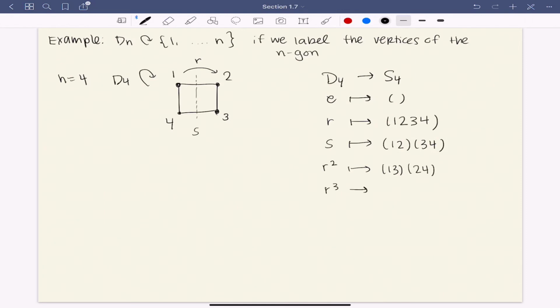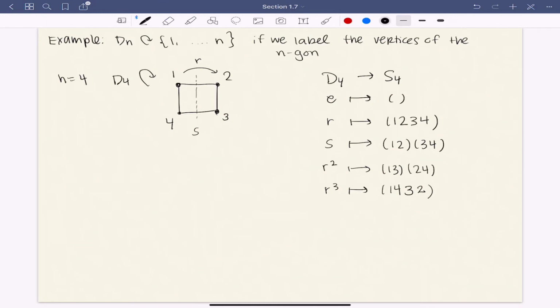r cubed is 3 rotations, so 1, 2, 3. So 1 goes to 4. For 4, we do 1, 2, 3, and we see that 4 goes to 3. For 3, we do 1, 2, 3, and we see that 3 goes to 2. And then with 2, if we go 1, 2, 3, we see that 2 goes back to 1. So r cubed is another rotation of order 4.